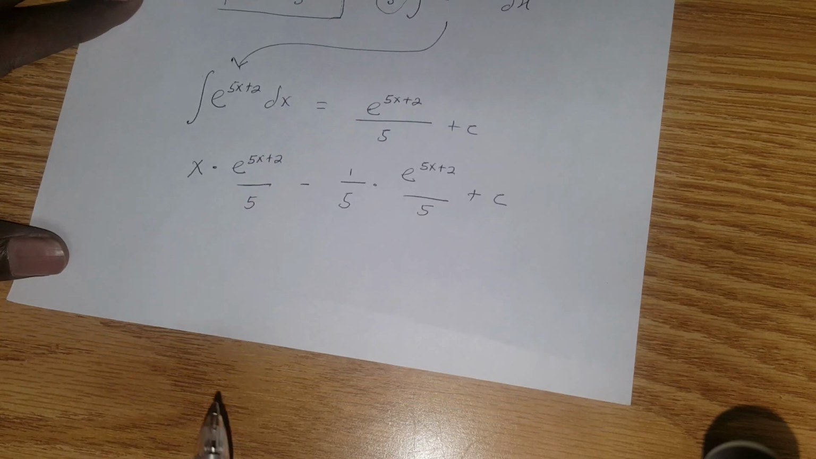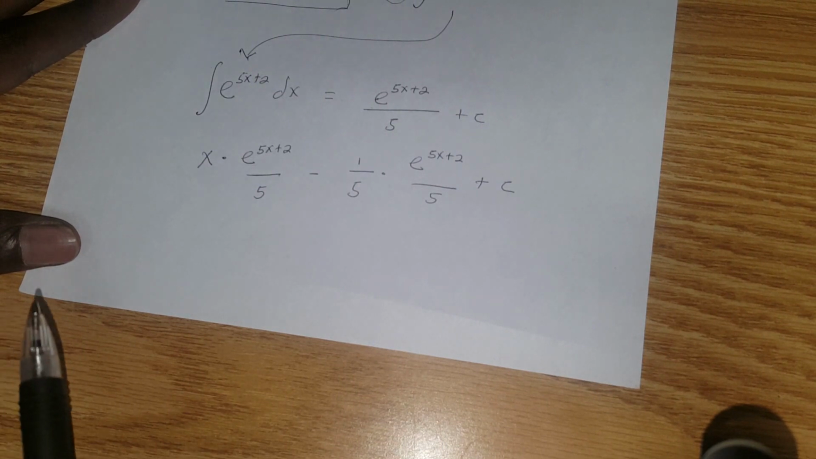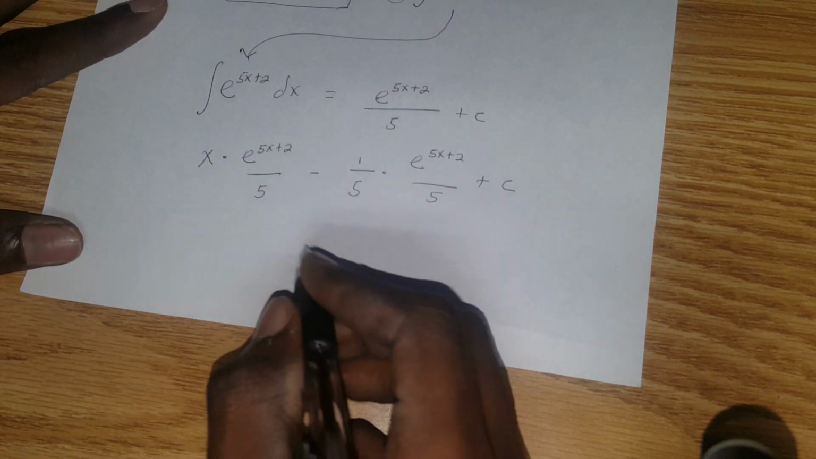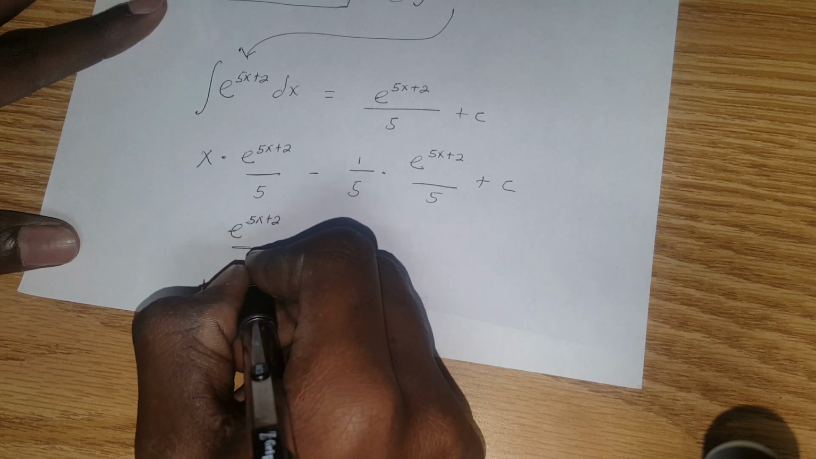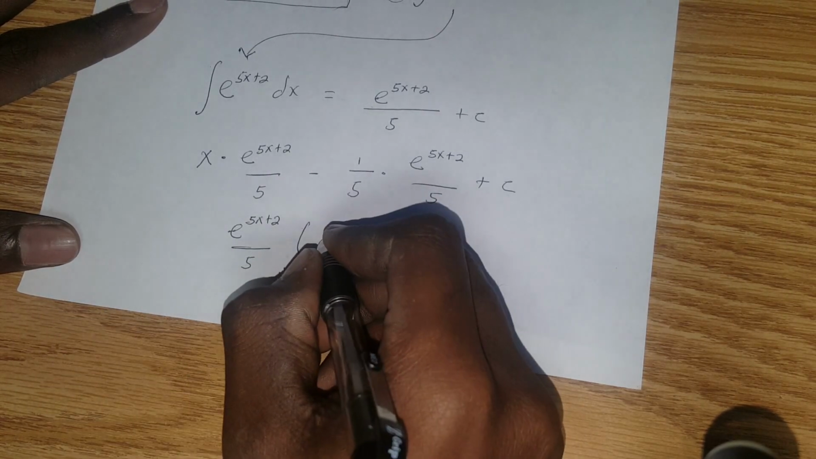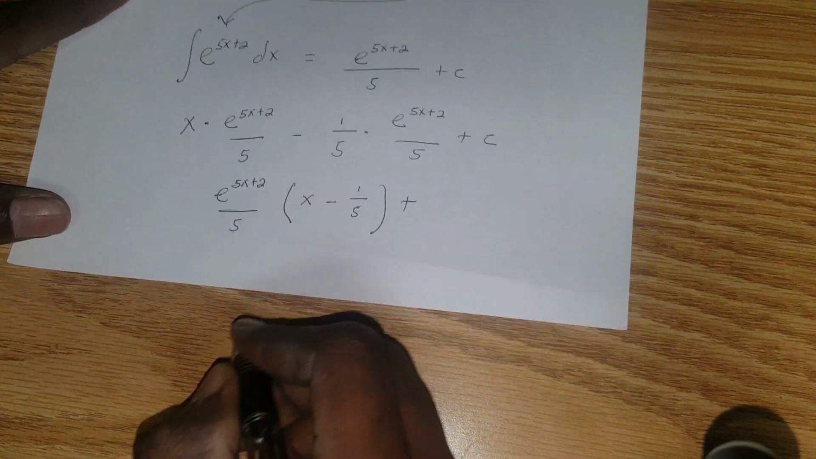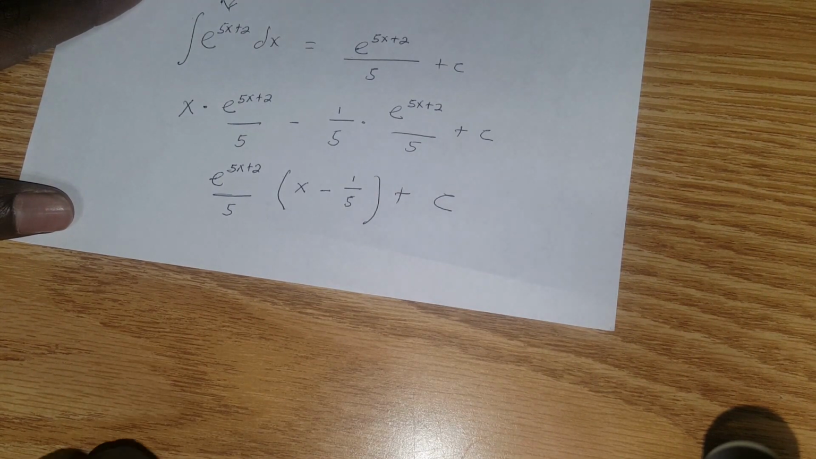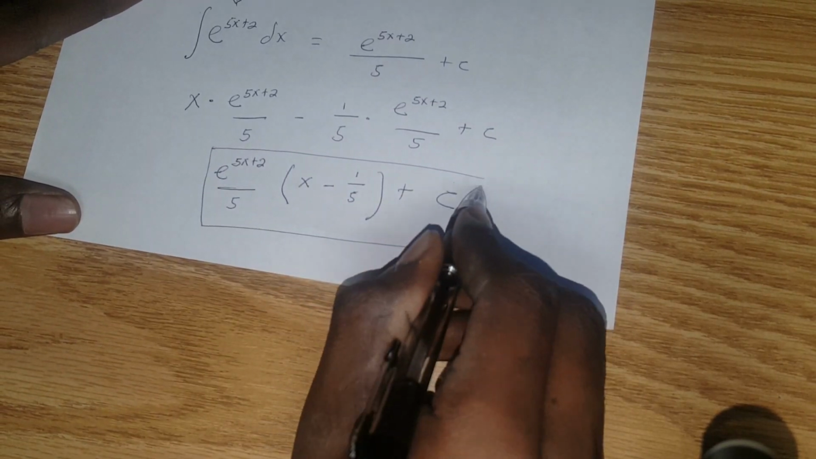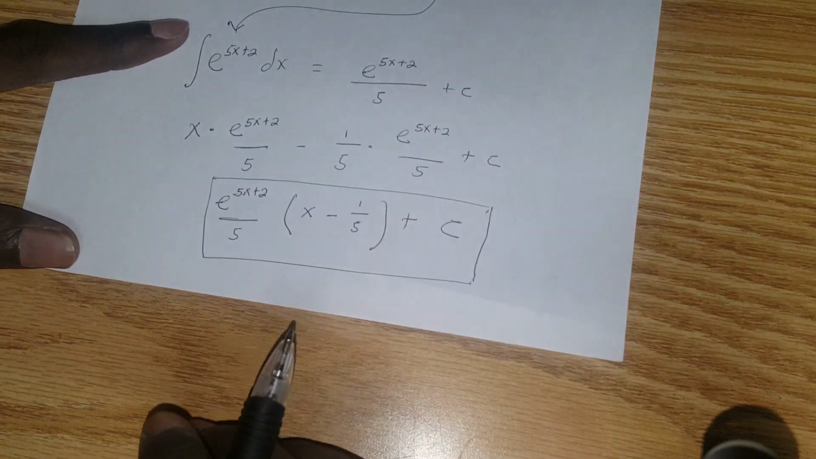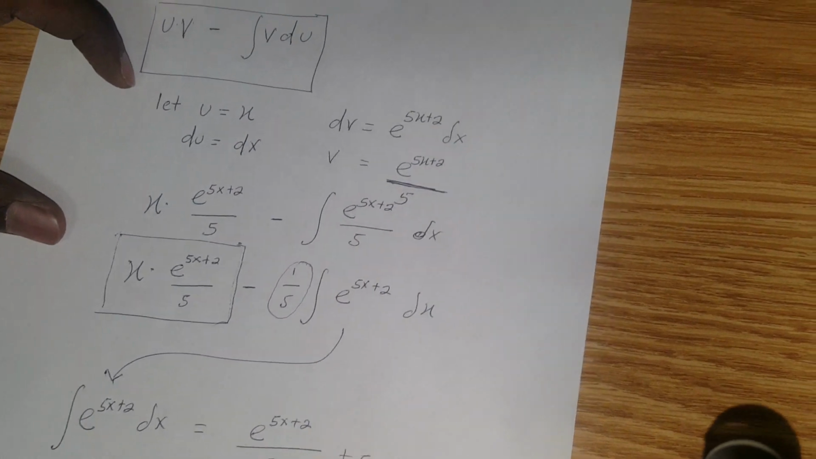So I'll go ahead and simplify. I know e to the 5x plus 2 divided by 5 is on both sides, so I'm going to take it out. Then I'm going to have x minus 1 over 5, plus c. So we have solved the problem that we were given.